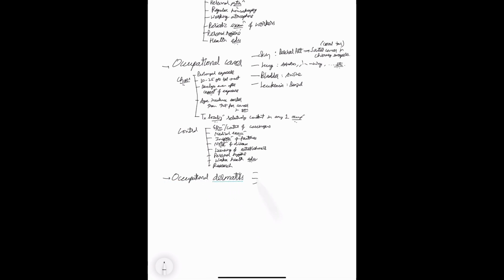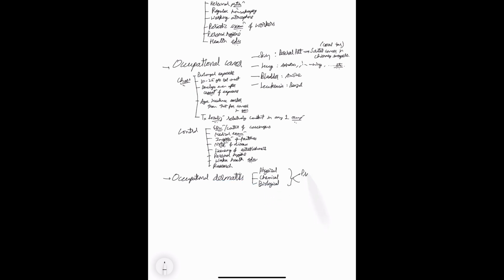Now, coming to occupational dermatitis, we have physical, chemical, and biological agents causing that, usually categorized into primary irritants and sensitizing substances. So, prevention involves preselection of materials, protection, personal hygiene, and personal protection.